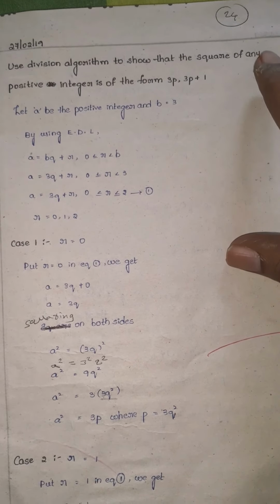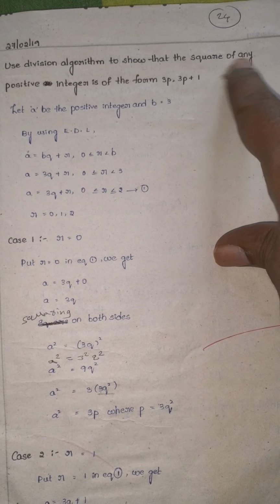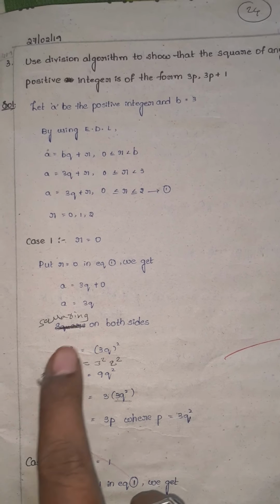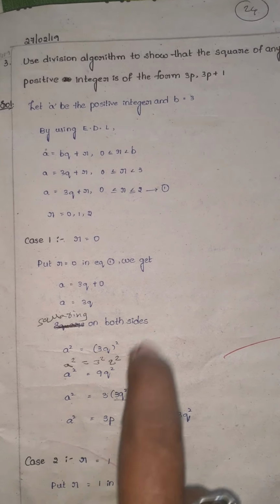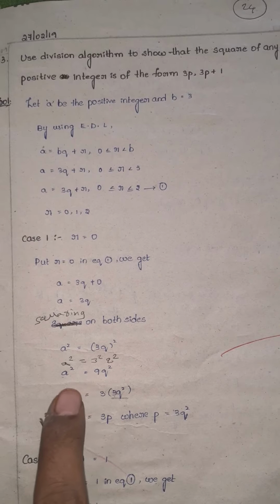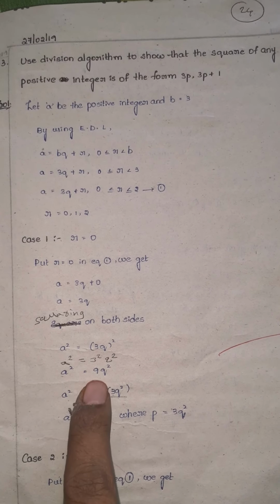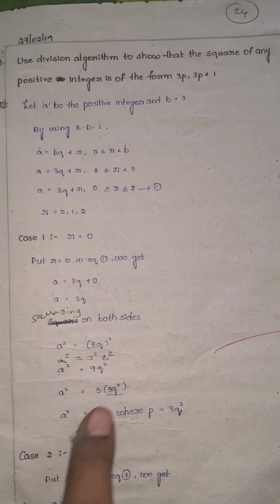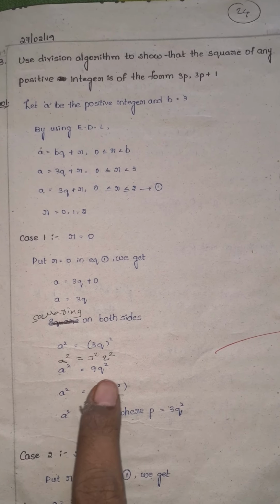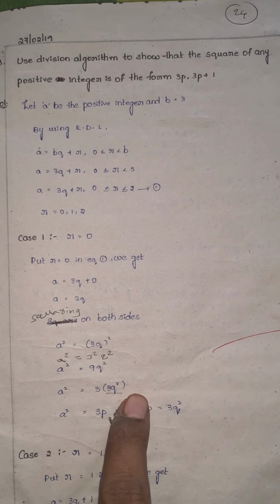See here, the question statement says square of any positive integer, which means you should do squaring on both sides. So a square is equal to 3q whole square, so a square is equal to 3 square q square. 3 square is 9, so a square is 9q square. We can write this 9q square as 3 into 3q square.